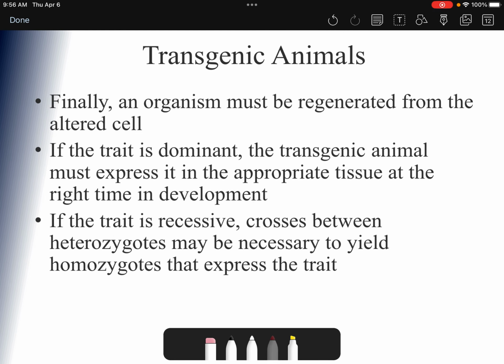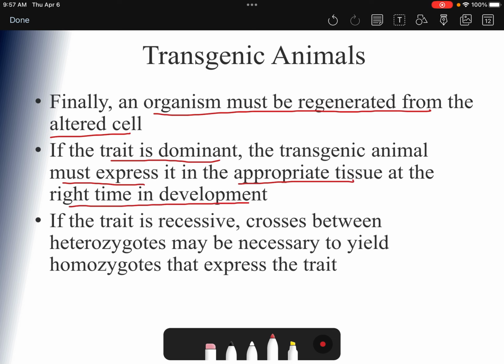So once you've altered that cell and added the new DNA, the organism must be regenerated from that altered cell. Now, a couple of things happen here. If the trait, the gene you're trying to get in, is dominant, the transgenic animal must express it in the appropriate tissue at the right time in development. Okay? If the trait is recessive, then they often have to do a cross between two heterozygotes to yield the homozygote that can then express the trait. So even though we get it into the organism, we might not be quite done yet, depending on what gene it is that you're inserting.